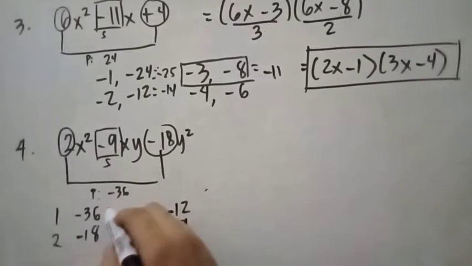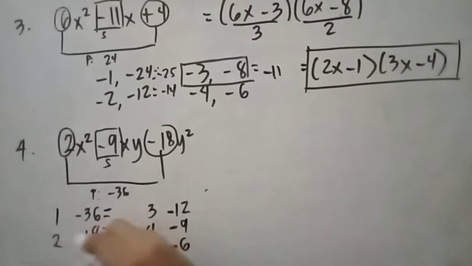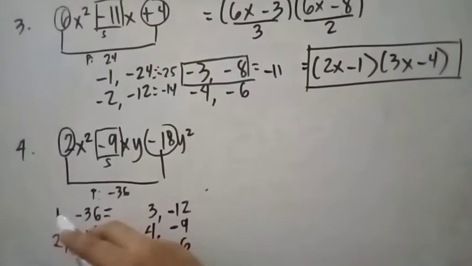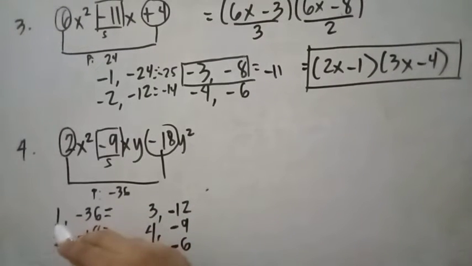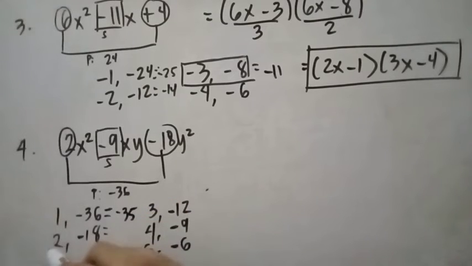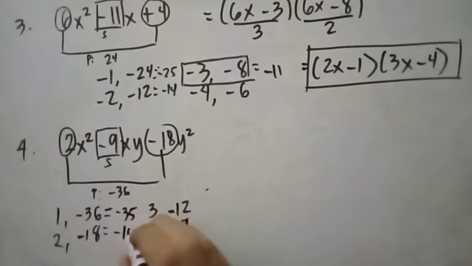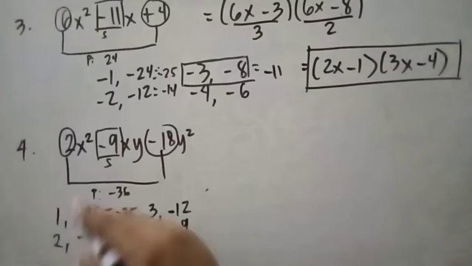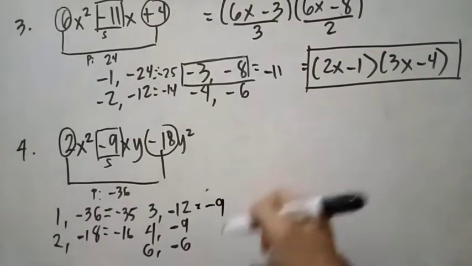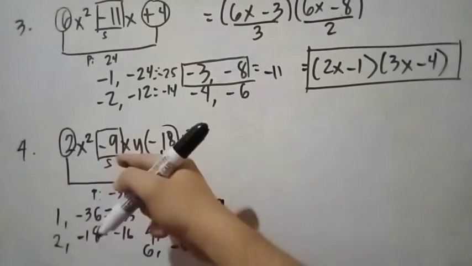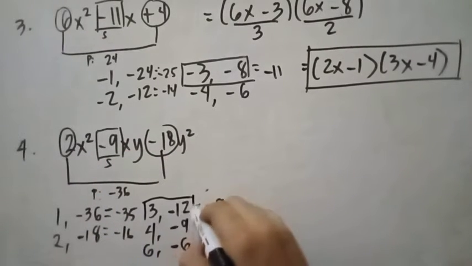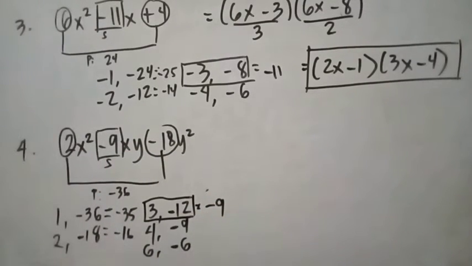Okay. Tapos, kunin natin yung sum ng bawat numbers. So, dito, 1 plus negative 36 is negative 35. Dito is negative 16. 2 minus 18. 3 plus negative 12 is negative 9. So, nag-equal siya dito sa sum. Okay? So, ito yung kailangan natin. 3 and negative 12.